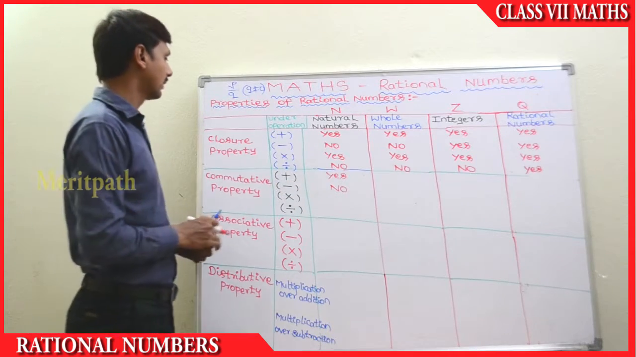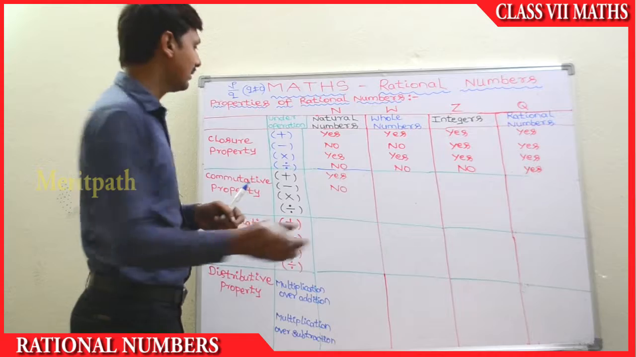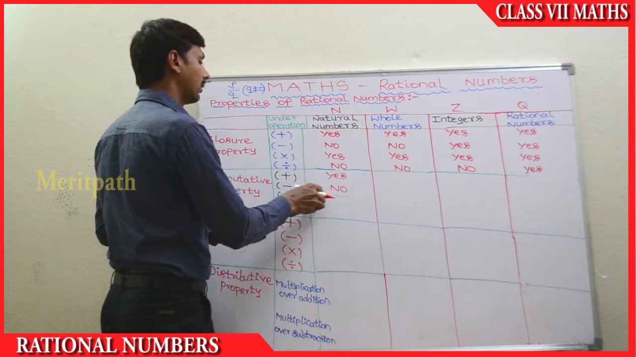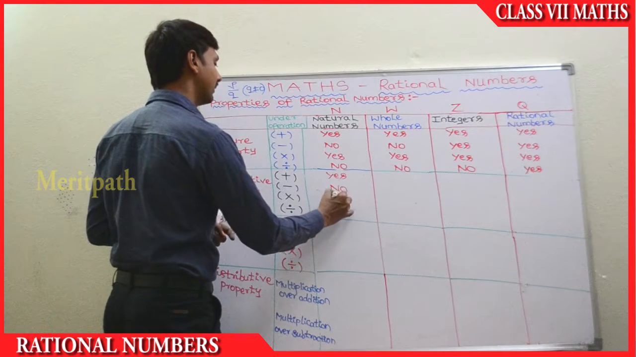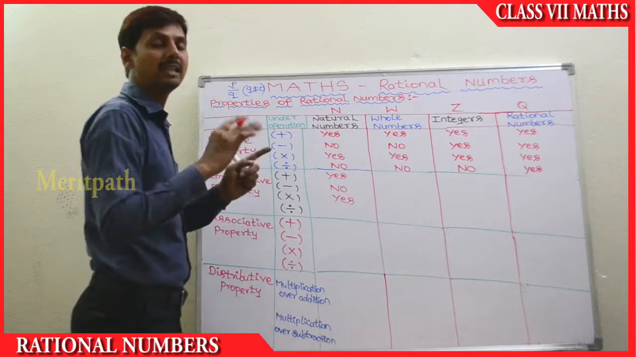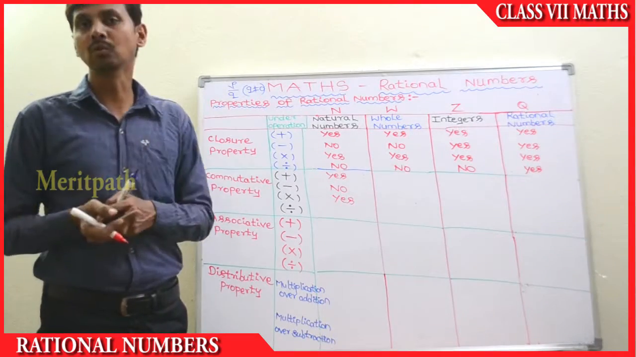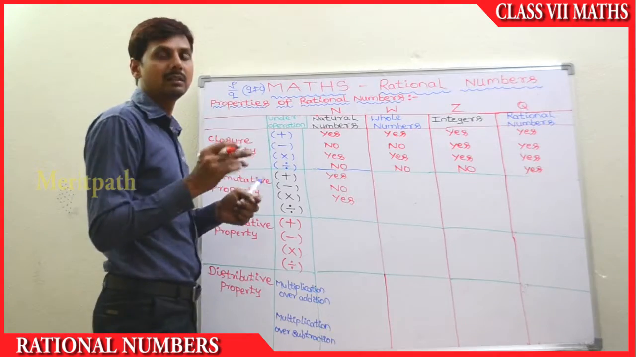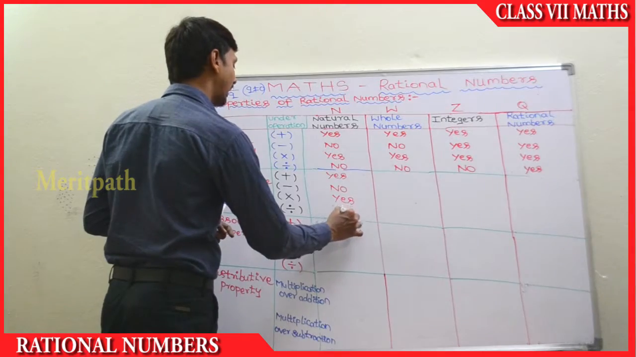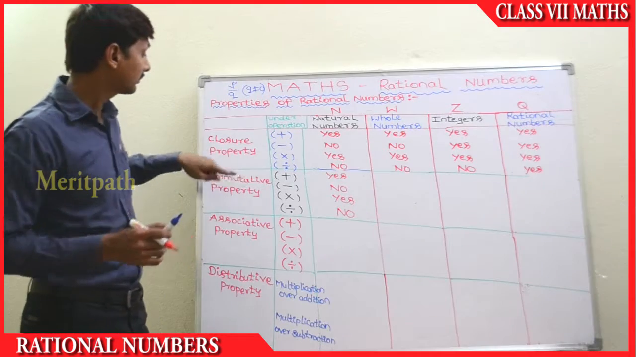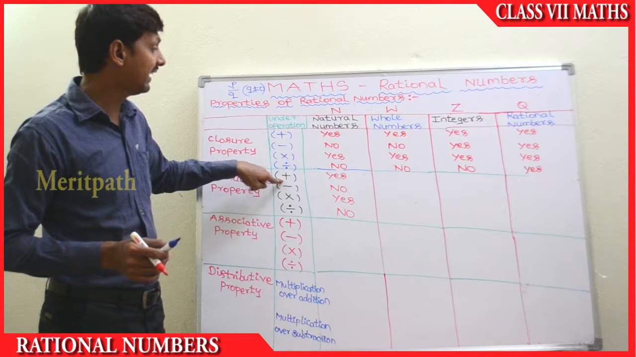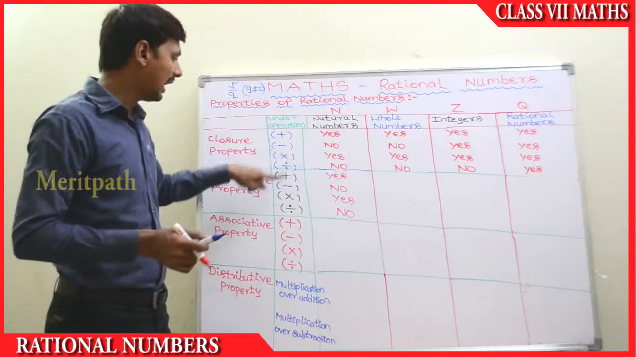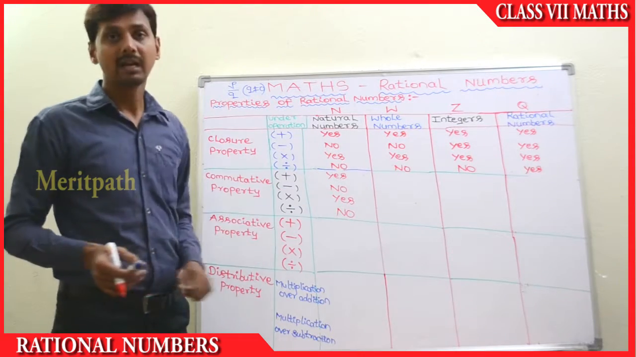So multiplication. So 1 into 2, 2 into 1. It's possible. So both are equal. So we write yes. Divide, when we divide 1 by 2, it is 0.5, and 2 divided by 1 is 2. So both of these are not equal. So that's the reason. Let's write no. So the commutative property of addition over natural numbers is possible. Subtraction is not possible, multiplication is possible, and division is not possible.